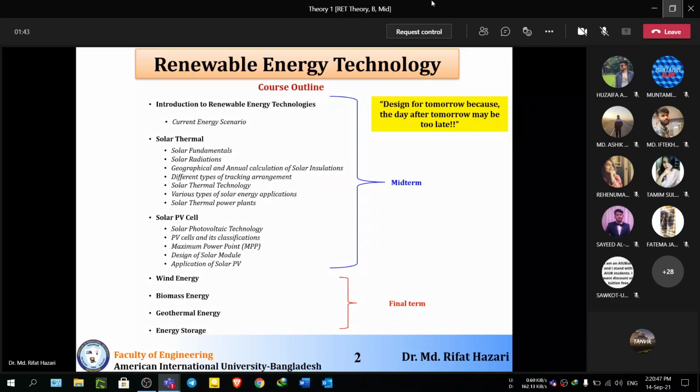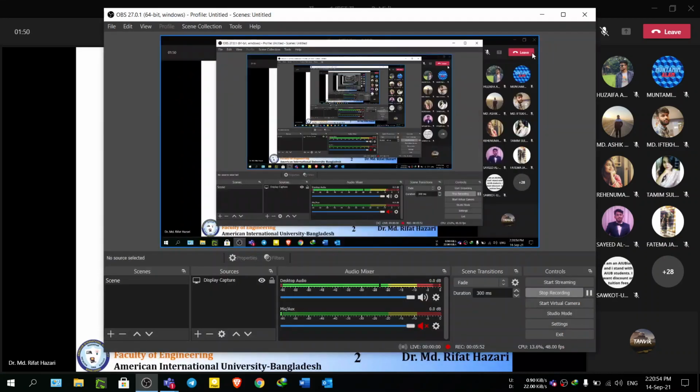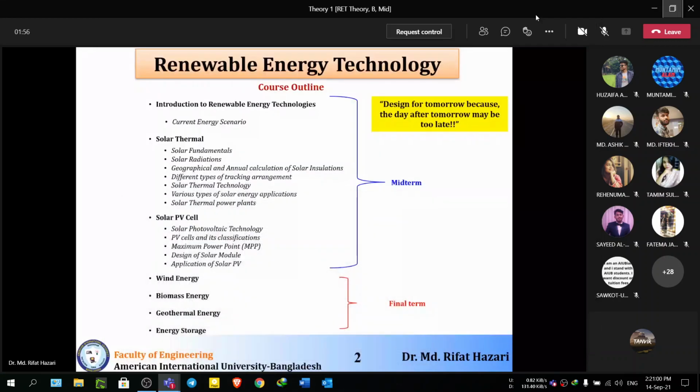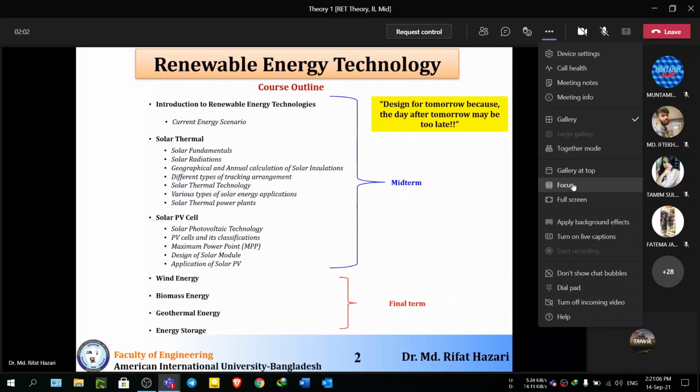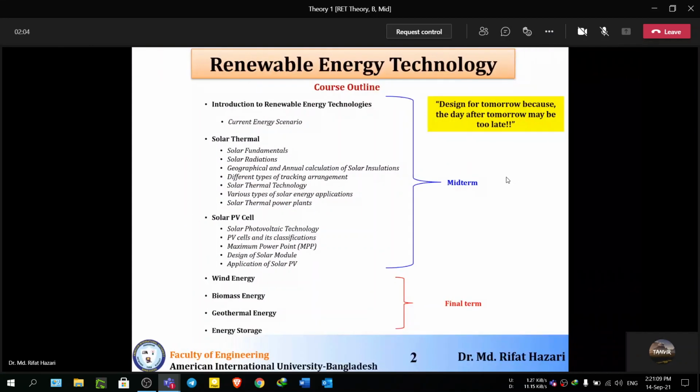In the solar thermal system, you will learn different types of collectors, that is flat plate collector, cylindrical trough collector, parabolic trough collector, including the evacuated tube collectors. And afterwards, I will move forward to the solar PV system. In the solar PV system, you will learn in detail how a PV cell works, what the classifications of PV cell are, and why you require the maximum power point tracking.